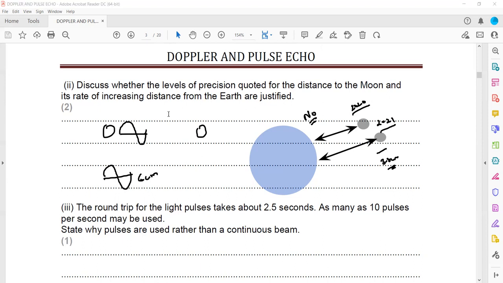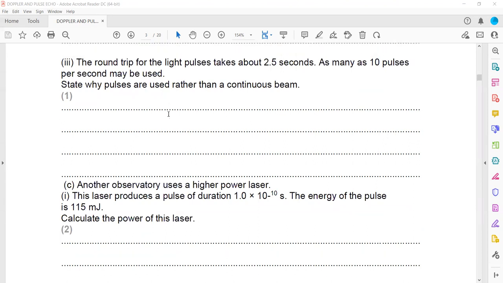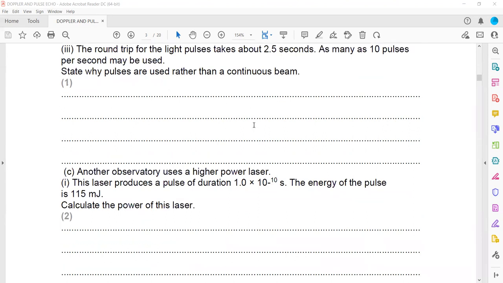Then the next part: the round trip for a light takes about 2.5 seconds, and as many as 10 pulses per second may be used. Like we can use 10 pulses in 1 second. State why pulses are used rather than a continuous beam. Why are we sending one wave, then another after a certain time? Why not send all the waves as a continuous wave?